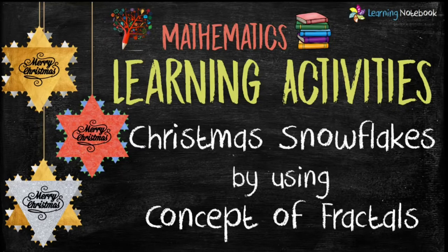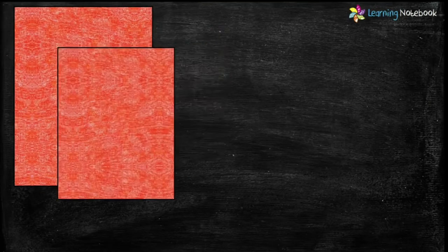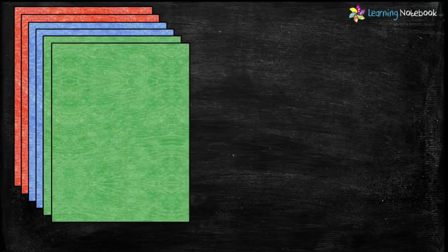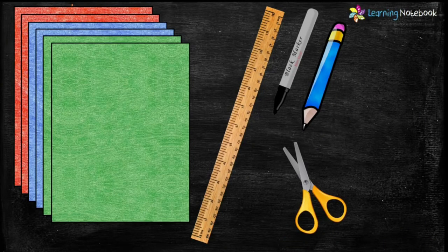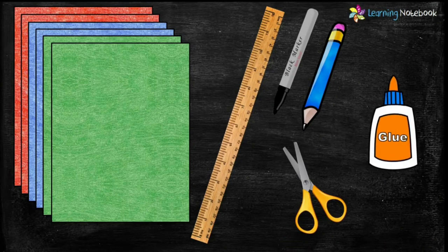It is always fun to learn maths through activities. So today in this video we will do an interesting and creative activity on how to make Christmas snowflakes by using the concept of fractals. For this activity we need A3 colored sheets, a ruler, a black marker pen, a pencil, a pair of scissors and a glue.